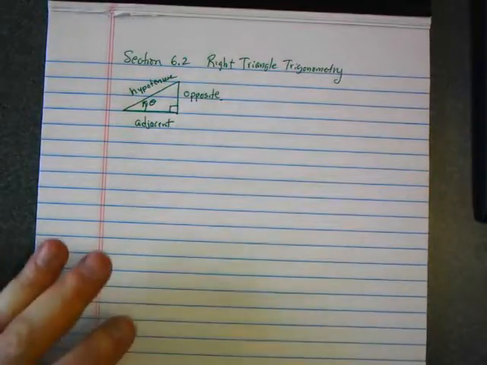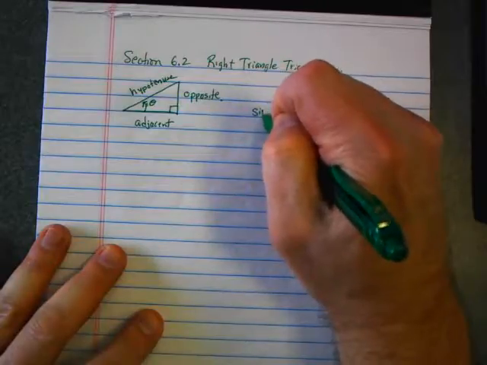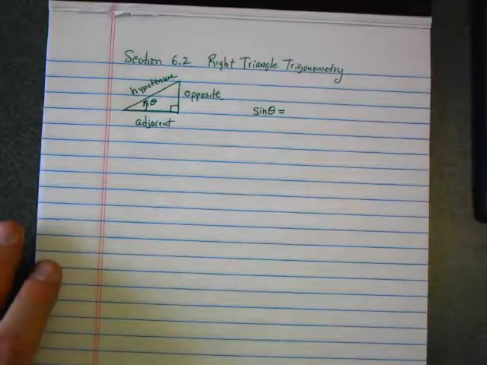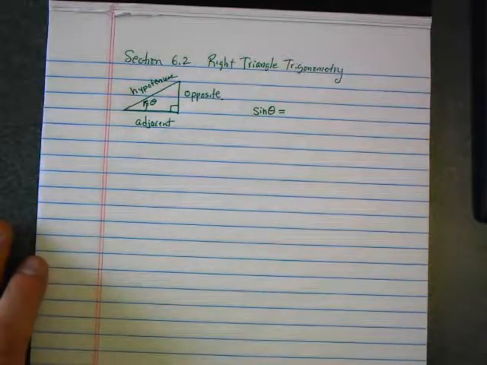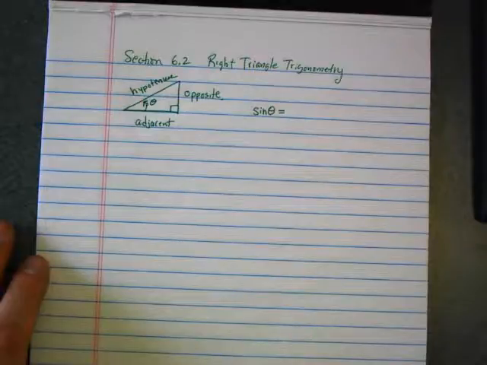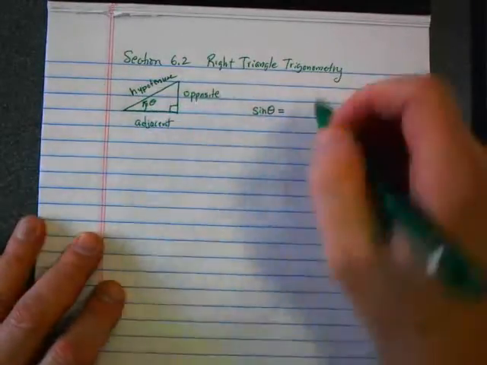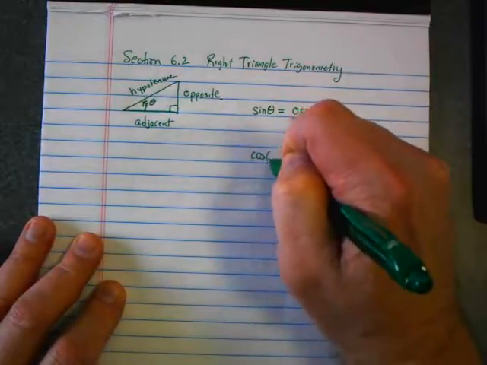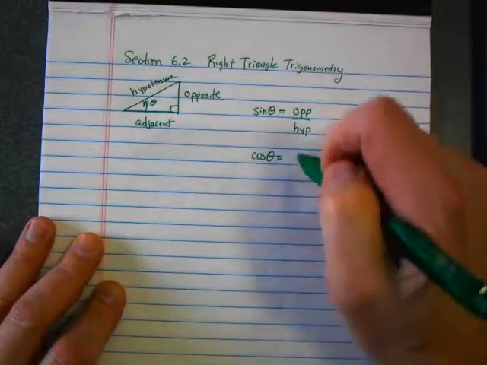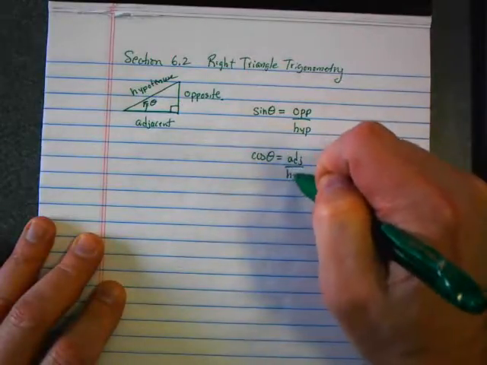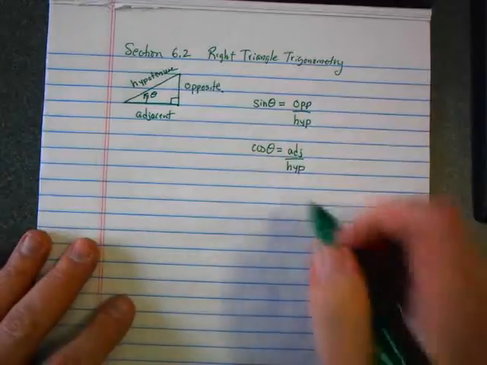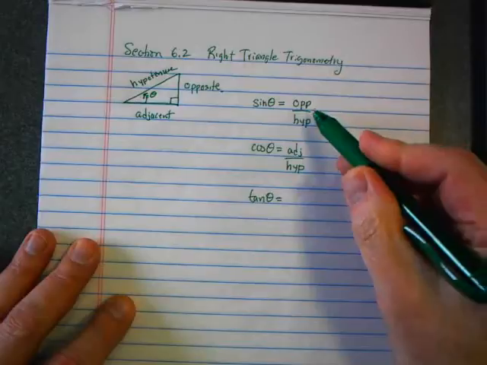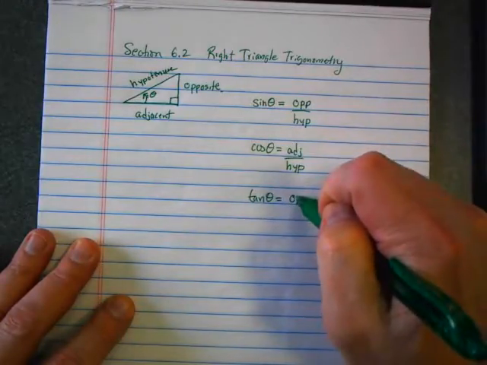All right, and then here's how we define the 6 trig functions. Then we'll talk about SOHCAHTOA, whatever that means. I don't know what that is. Sine theta. What's sine of theta? It's the opposite over the hypotenuse. And what's cosine theta? Adjacent over hypotenuse. And tangent theta? Opposite over adjacent, which turns out to still be sine over cosine if you work that out.